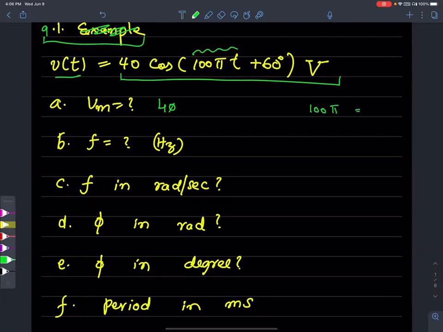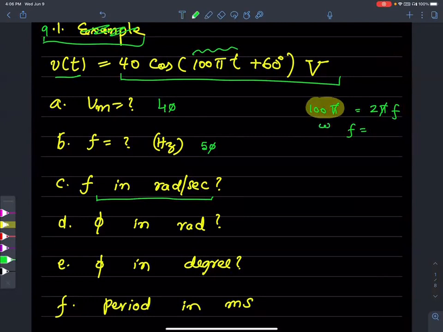is the frequency component, and that's similar to 2 pi f. Okay, that should give you a value of f to be 50, right? Or whatever, you get the idea, right? And then you can find the frequency in radians per second. You see, all of this is omega t, right? So you can find the frequency in radians per second. Okay, 100 pi is omega. So you should be able to find the frequency in radians per second.